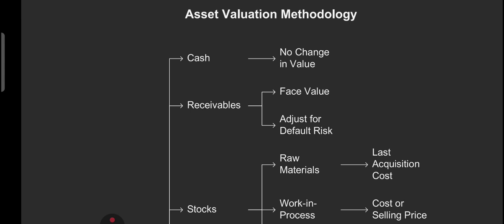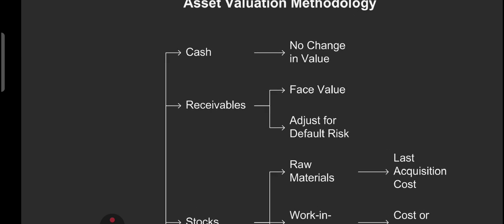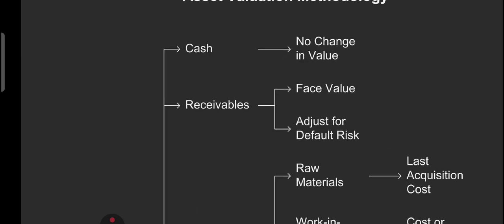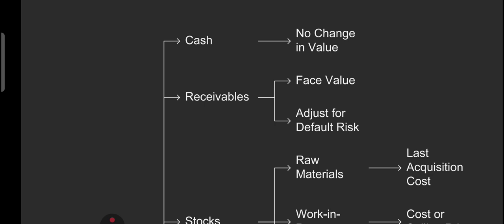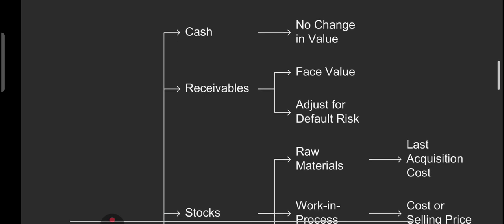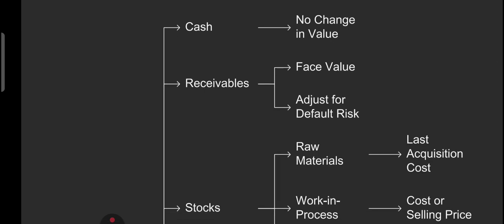Now first of all, let's look at the cash. So for cash, the valuation has no change in value, right? The reason is that cash is already at face value; there is nothing to adjust or estimate. Then receivables. Receivable valuation starts with the face value, which means the amount owed, and then you adjust for the default risk, meaning you lower the value if there is a chance that some customer may not pay, right?